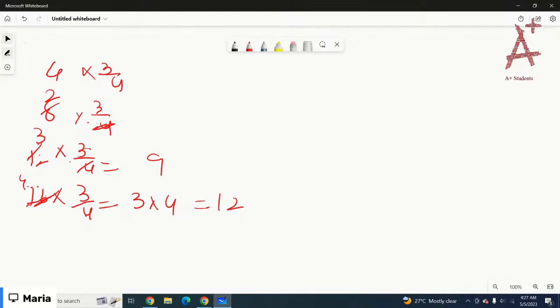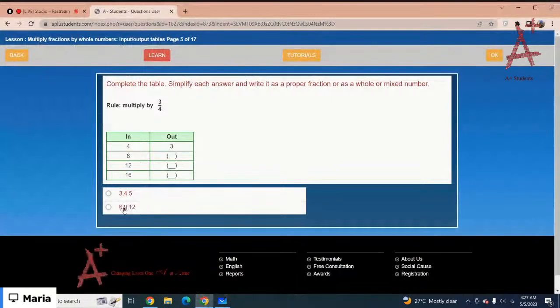4 times 1 is 4, 3 times 2 is 6. 4 and 4 cancel out. 3 times 1 is 3. So they are 3, 6, 9 and 12. So the correct option is 3, 6, 9 and 12. That would be option number 2.